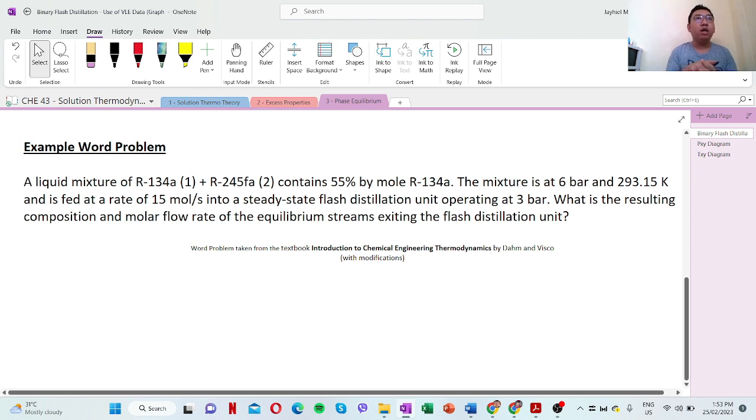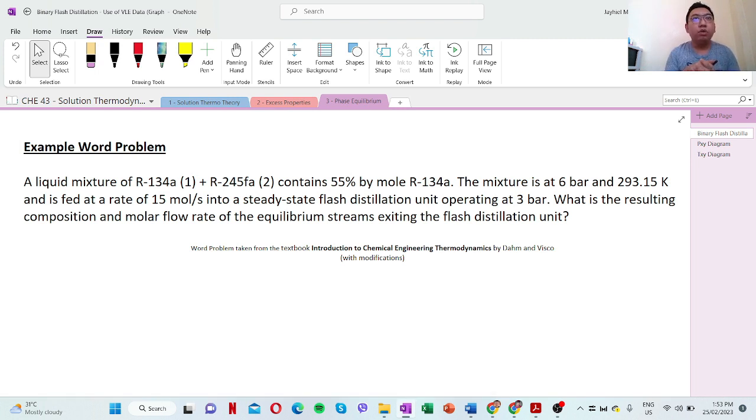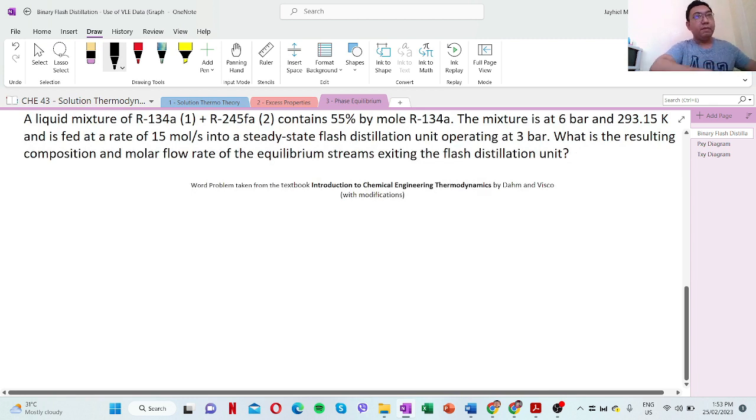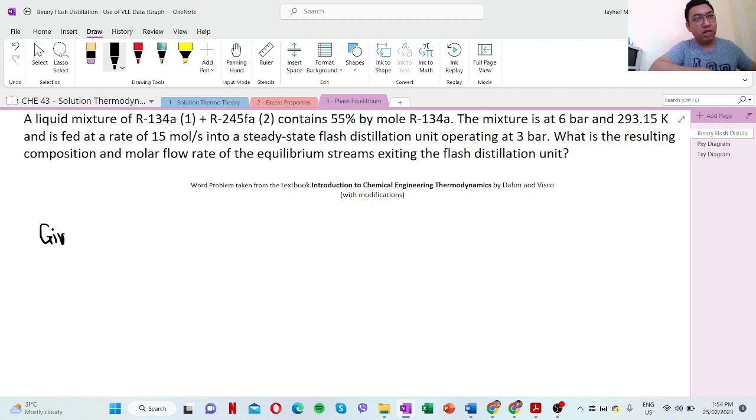Okay, so let's read the word problem. A liquid mixture of R134A and R245FA, so these are refrigerants, contains 55% by mole of R134A. The mixture is at 6 bar and 293.15 Kelvin and is fed at a rate of 15 moles per second into a steady-state flash distillation unit operating at 3 bars. What is the resulting composition and molar flow rate of the equilibrium streams exiting the flash distillation unit? Of course, the first thing that we will do is draw a simple schematic diagram for the binary flash distillation unit. I will just draw here a block.